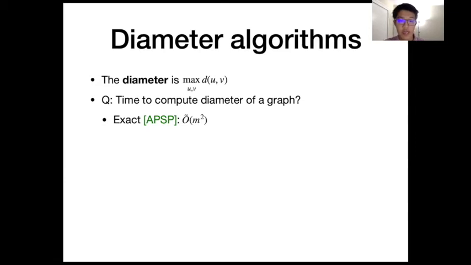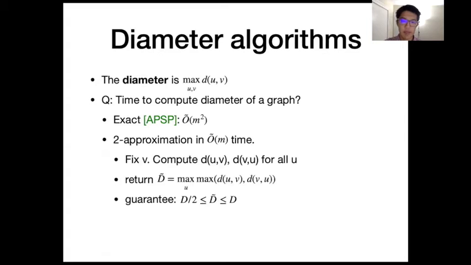Okay, so for exact algorithms, quadratic time is the best we can do. So you could ask, can we get faster algorithms with approximation? And the answer is yes. There's a simple 2-approximation in near linear time. And the algorithm is easy to describe. We fix some vertex v, and we compute the distance from v to every other vertex, running Dijkstra from v. And we return the distance from v to the furthest away vertex, which is also known as the eccentricity of v.